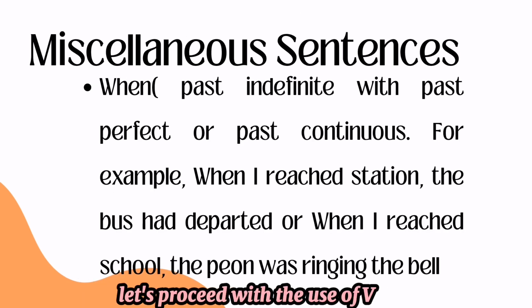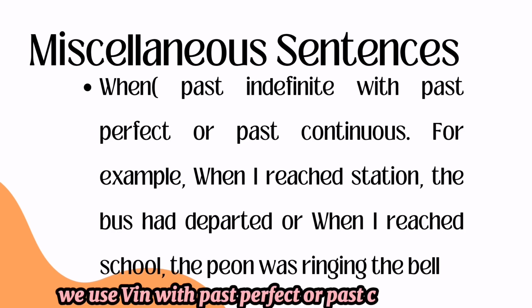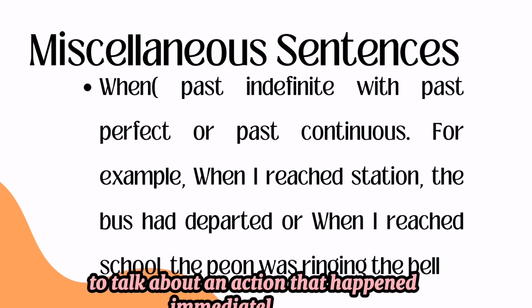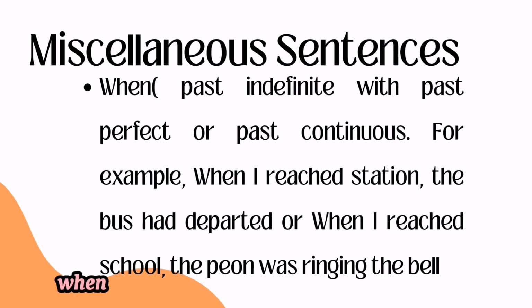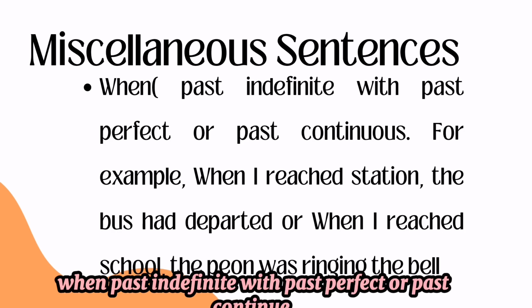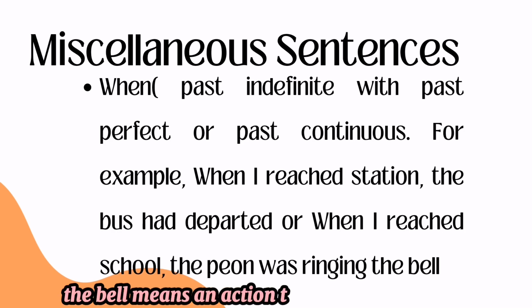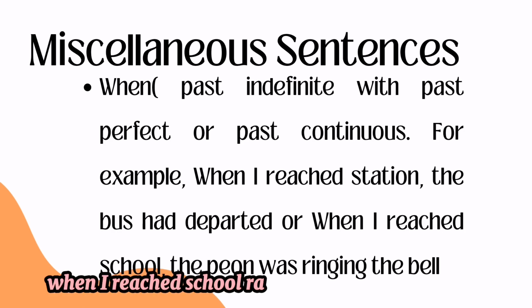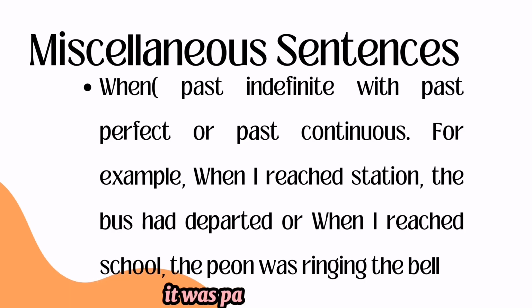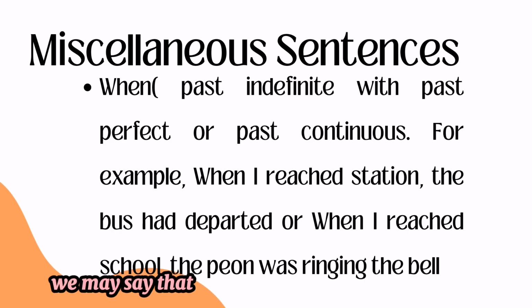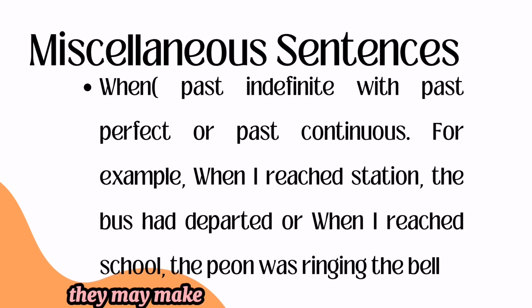Let's proceed with the use of when. We use when with past perfect or past continuous to talk about an action that happened immediately before something else. When past indefinite with past perfect or past continuous, both cases are correct. For example, when I reached station, the bus had departed. Reached and had departed, correct. Or when I reached school, the peon was ringing the bell, means an action that was continued. When I reached school, reached is past indefinite and was ringing is past continuous. So we may say that with when both sentences are correct, like past perfect and past continuous. They may make a pair with past indefinite. Both cases will be considered as correct.